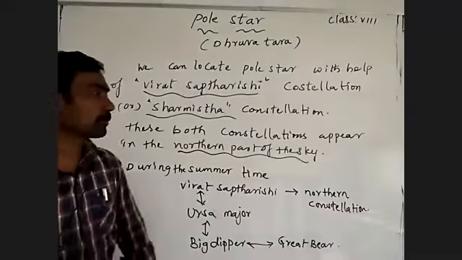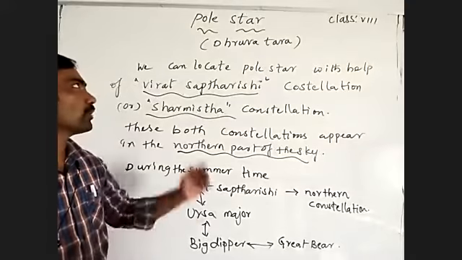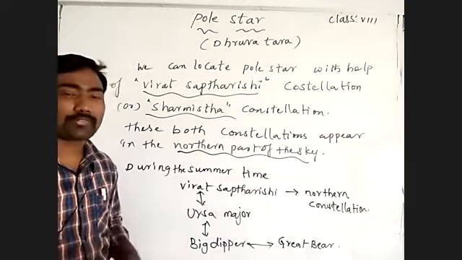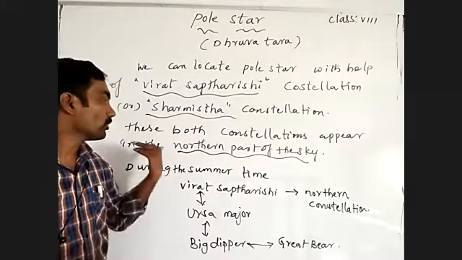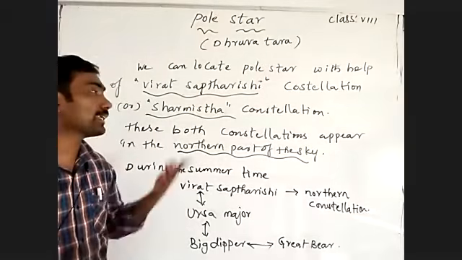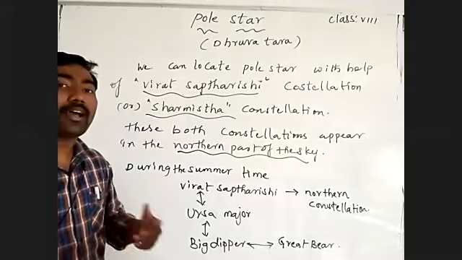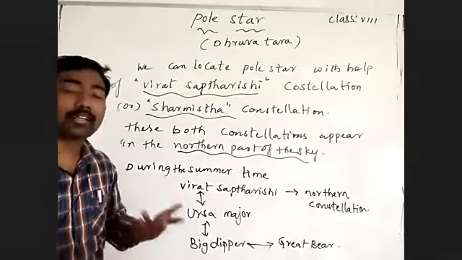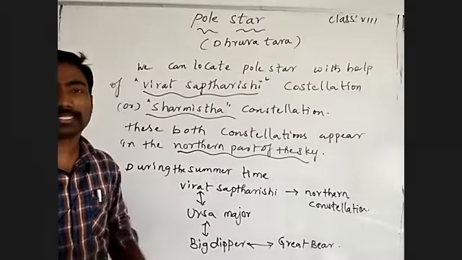Note down that we learned some more information about the pole star, about Virat Saptarishi and its shape, and about the Sharmishta constellation, how the pole star is located using it, and whether the pole star will revolve or rotate or not. Those we will discuss in the next class.